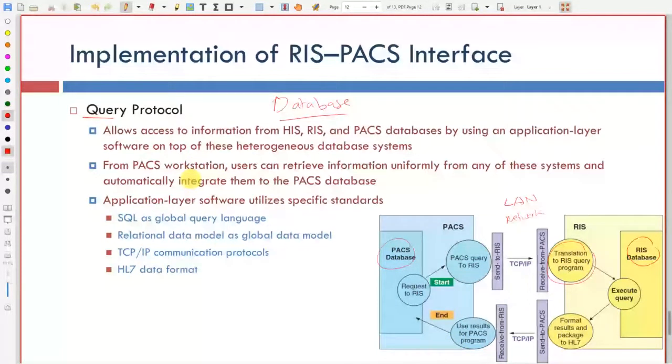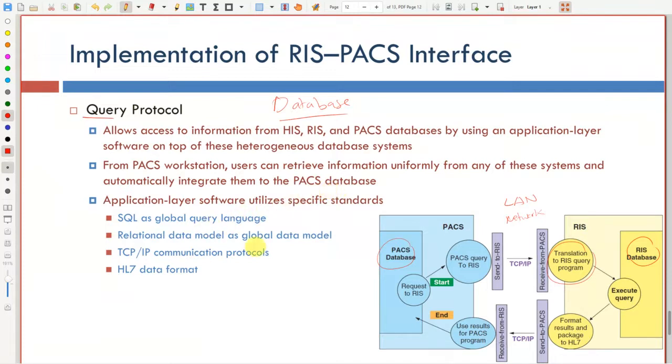So here, for that example, from the PACS workstation, the user can retrieve information uniformly from any of these systems automatically, and automatically integrate them into the PACS database. For example, if you need patient information, or one of the previous results from a patient lab report, you can actually retrieve that so that you can include it in whatever you have in the PACS database. If you're going to have a certain report, you can include that information in that report.